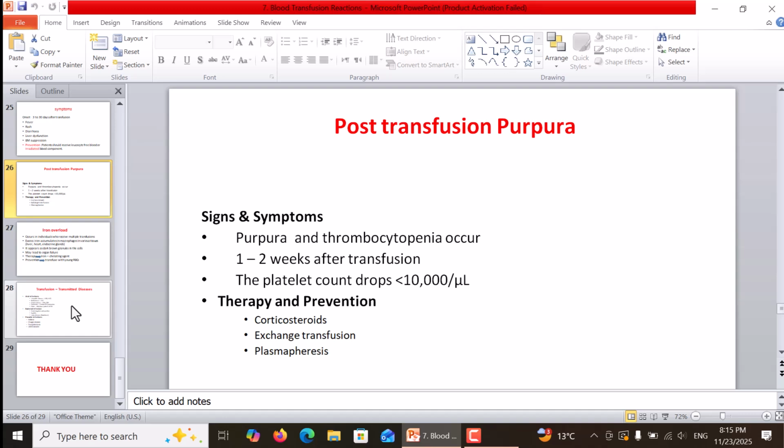And another reaction is called post-transfusion purpura. The patient usually presents with purpura and thrombocytopenia 1 to 2 weeks after transfusion. Thrombocytopenia means low platelets, so the platelet count will drop to less than 10,000 per microliter. Therapy and prevention include giving the patient corticosteroid, exchange transfusion, and plasmapheresis.